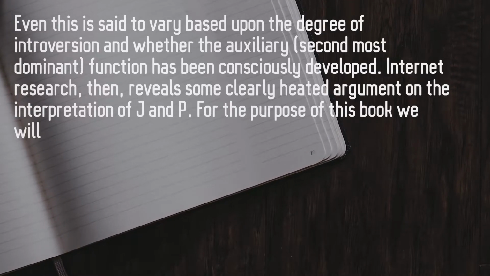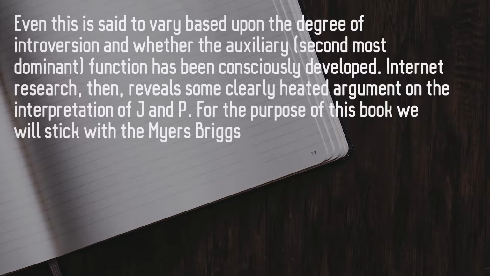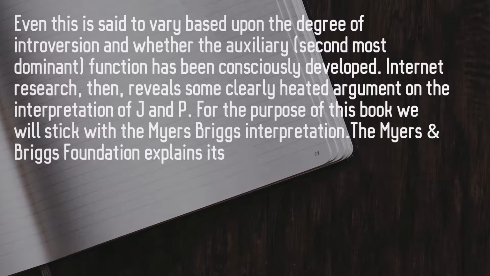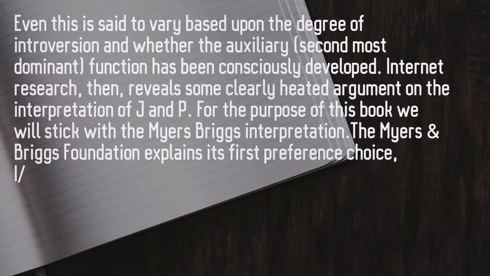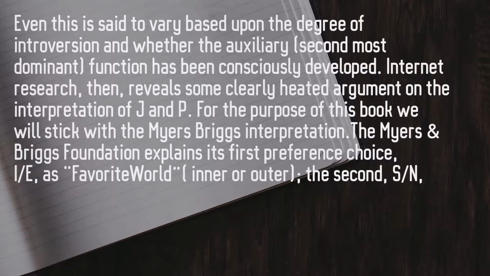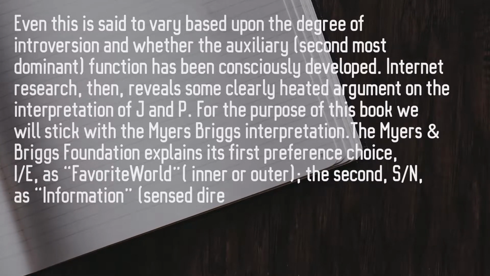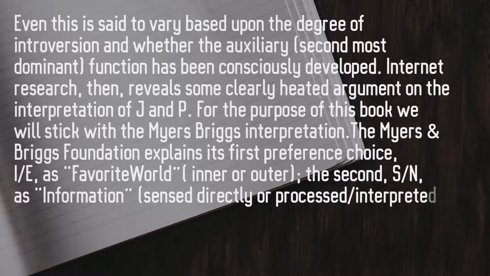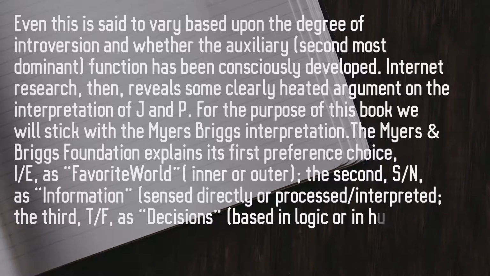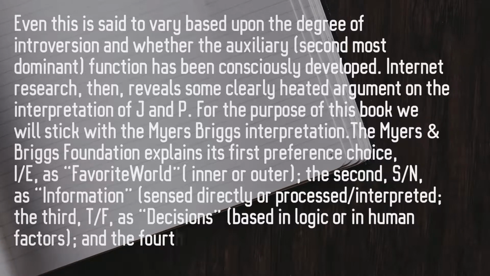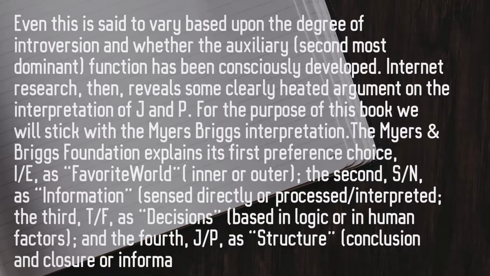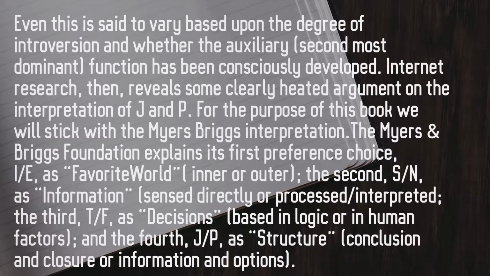The Myers and Briggs Foundation explains its first preference choice, I/E, as, quote, favorite world, inner or outer. The second, S/N, as, quote, information, sensed directly or processed/interpreted. The third, T/F, as, quote, decisions, based in logic or in human factors. And the fourth, J/P, as, quote, structure, conclusion and closure, or information and options.